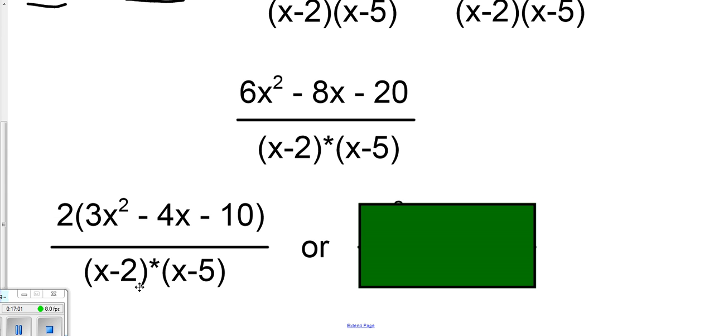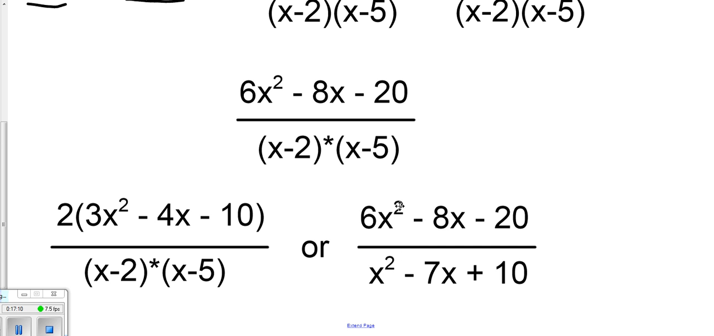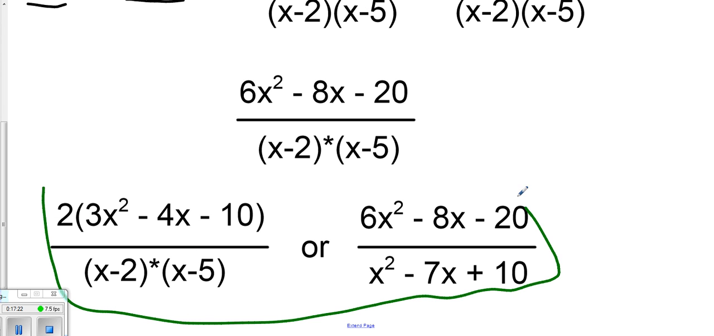Our common denominator stays. So if you would like, you can leave your answer in factored form like this, or you can spell it all out as 6x squared minus 8x minus 20 all over x squared minus 7x plus 10. Either one of these works. One is just all factored. One is all spelled out and expanded. Either one works just fine.